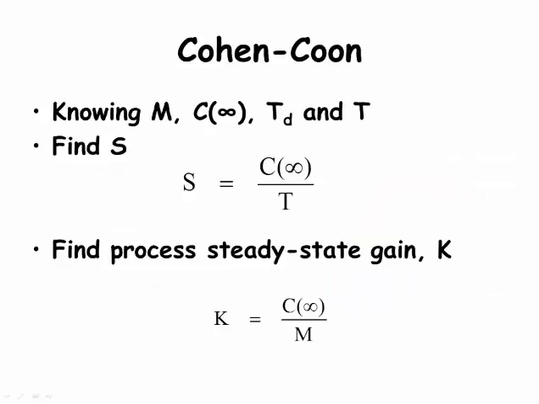Now that we know m, C infinity, Td, and tau, we can calculate the tangent line slope S. S equals C infinity divided by tau. We can also calculate the process steady state gain K. K equals C infinity divided by m. Now knowing K, Td, and tau, we can calculate the values we should use for Kp, tau I, and tau d. The equations used depend upon what type of control is being used.